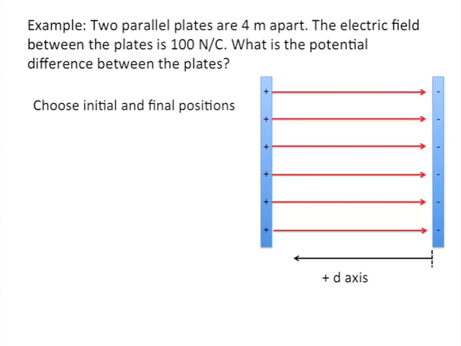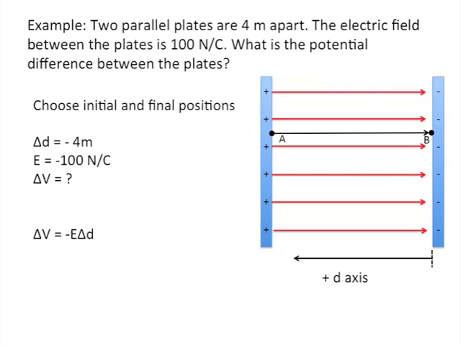Example: 2 parallel plates are 4 meters apart. The electric field between the plates is 100 newtons per coulomb. What is the potential difference between the plates? The first step is choose initial and final positions. It looks like it's really only asking for a magnitude because it doesn't say what the initial and the final positions are. But to be consistent, it would be good to choose an initial and a final position.